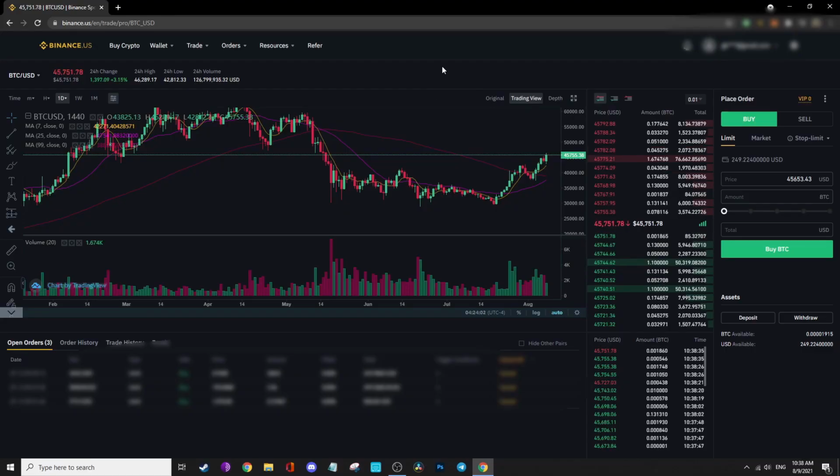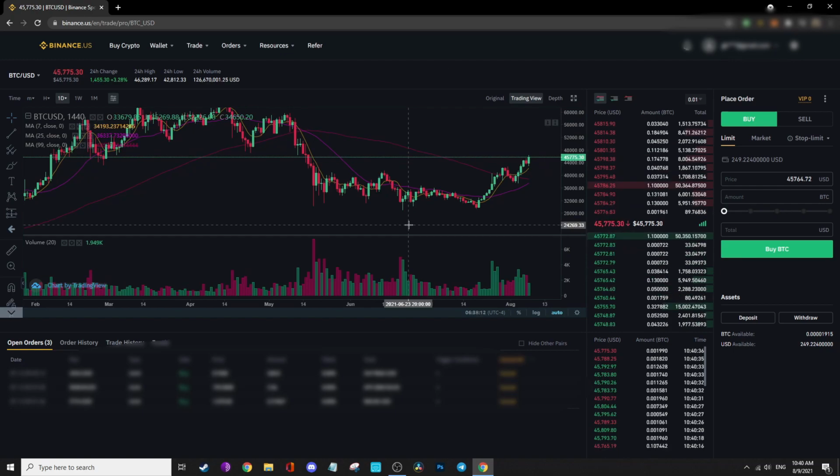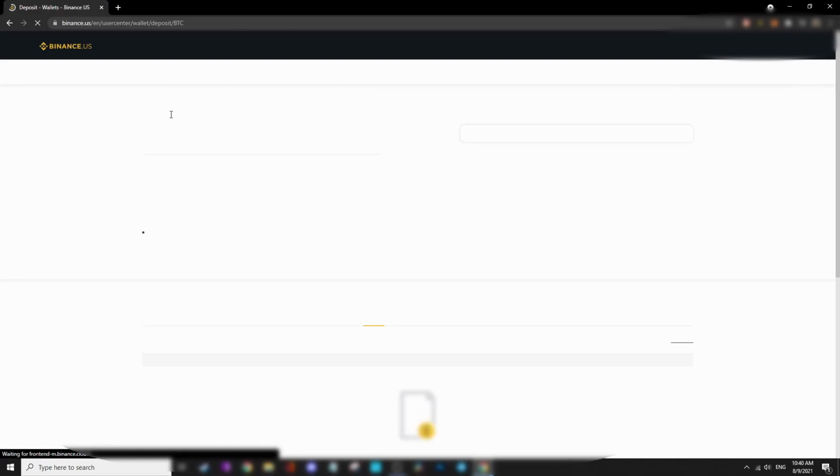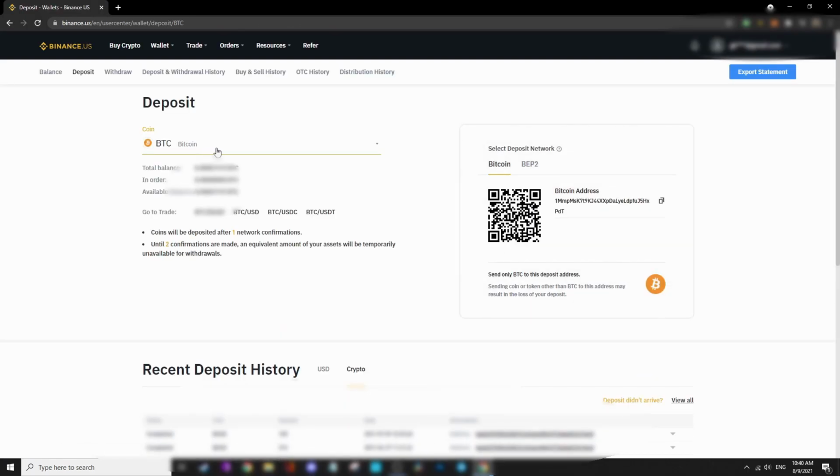So the first thing is you're going to want to deposit some fiat money into the exchange. In order to deposit fiat money onto the crypto exchange, what you're going to want to do is go to your wallet, click on deposit, and then change it from Bitcoin to US dollar.